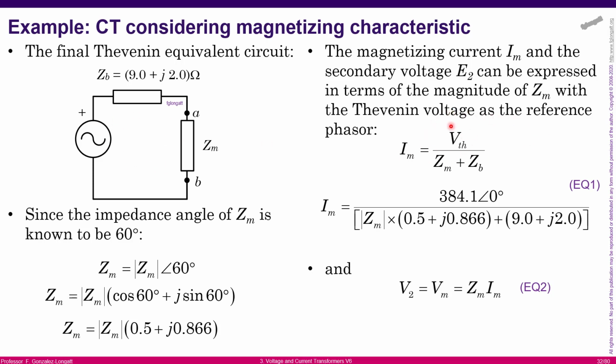It is very simple. Using Ohm's law, it is the voltage supply, the Thevenin voltage, divided by the total impedance. The important factor here is that the magnetizing branch provides a complex number because the magnetizing branch has a 60 degree angle. On the other hand, the voltage across the magnetizing branch is what we know as the magnetizing voltage, and this magnetizing voltage is calculated using basic Ohm's law. Okay, now we have equation 1 and equation 2.